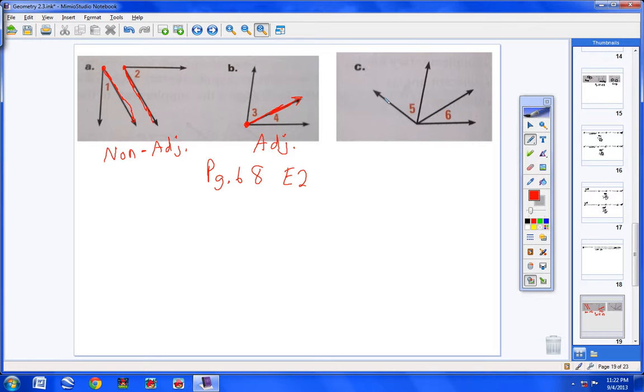Now, angle 5 goes like this and this. Angle 6, and I'll change the colors here to blue, goes like this. Those two angles do share a common vertex, but they do not share a common side. Here's the two sides for 5 in red. Here's the two sides for angle 6 in blue. They don't share a common side, so they are not adjacent angles. Now, if I had angle 3 right here, then I could say angles 5 and 3 are adjacent, or I could say angles 3 and 6 are adjacent. Okay? Hopefully you're getting that all right.